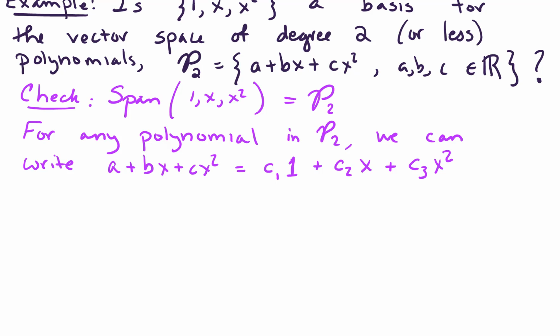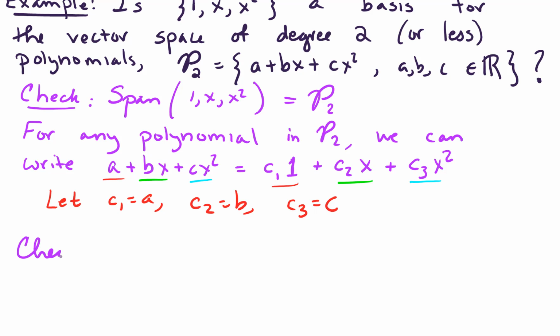Well, there's not much we need to do. If we take a look at the x squared terms and the linear terms and the constant terms, we can see right away that this is possible to do. Just let C1 be A, let C2 be B, and let C3 equal C. In other words, any polynomial of degree 2 or less can certainly be written in terms of these vectors, 1, x, and x squared coming from P2.